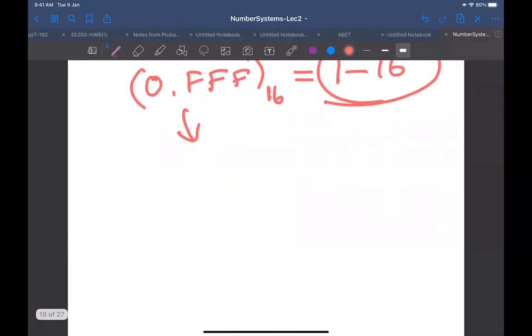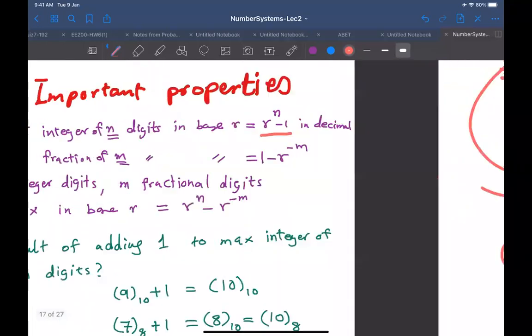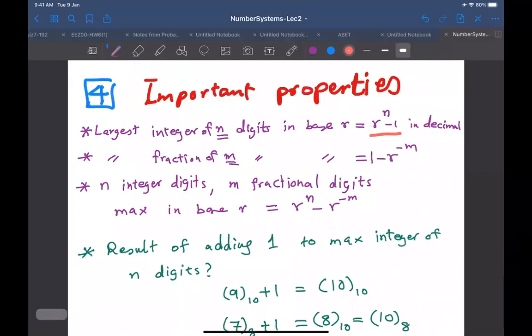Is it clear now? Yes, clear. So it's only valid for the biggest number. Exactly, it's the largest integer. It's written here. All right. So if you have n integer digits and m fractional digits, then the maximum in base r is equal to r to the n minus r to the minus m. It's just the sum of the two cases. If you add these up, you get r to the n minus r to the minus m.